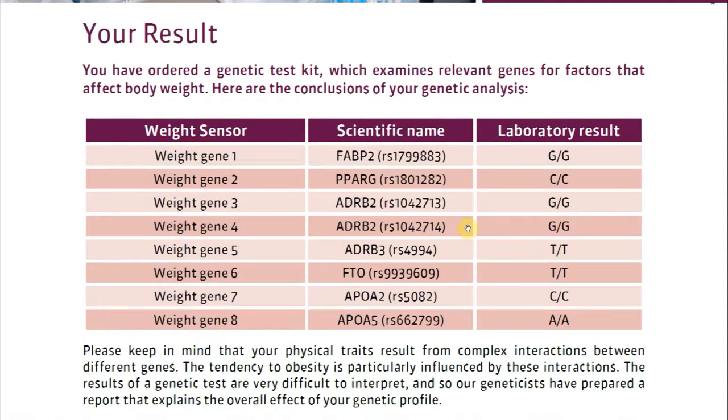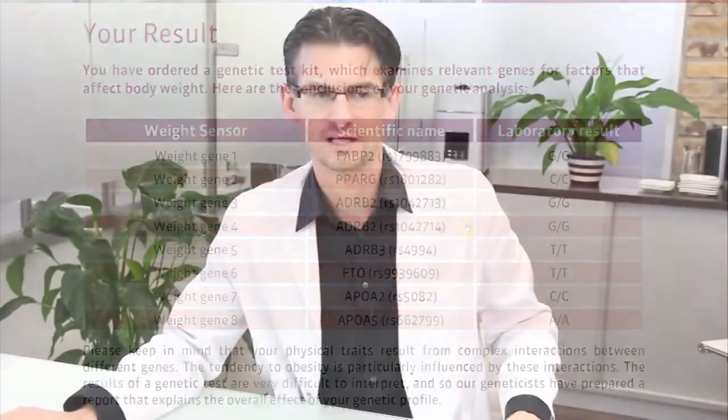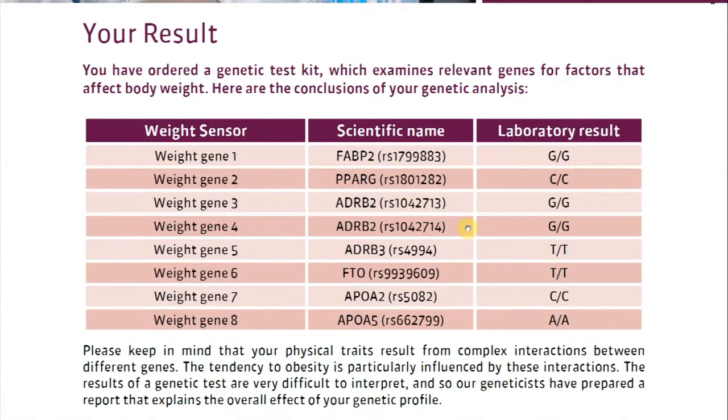And from scientific studies we know, for example, 2 Gs here means you're fat sensitive. If there would be A and G, it might mean that you respond better to exercise. And if there are 2 A's, it might mean that you're more responsive to carbohydrates. So this really is the genetic information, the genetic result, and this will be unique to you.